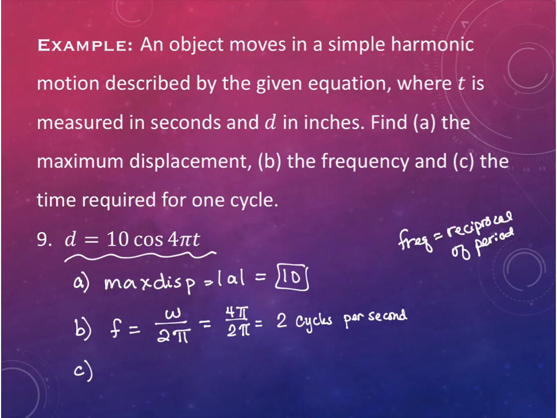So the third question is, what is the time that is required for 1 cycle then? If you can get 2 cycles in 1 second, how long is it going to take you to get 1 cycle? Yeah, 1/2 of a second.